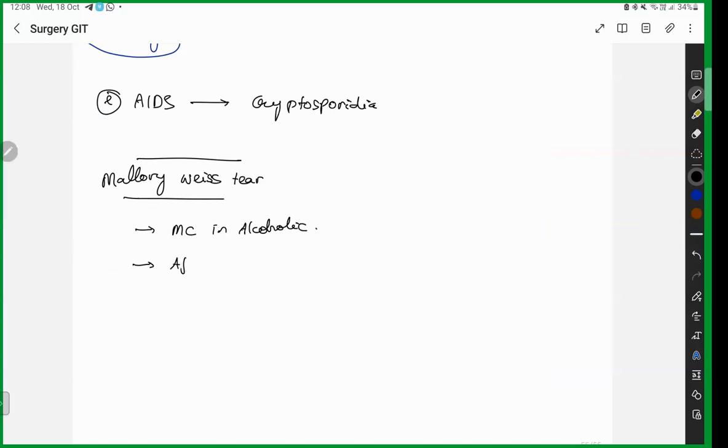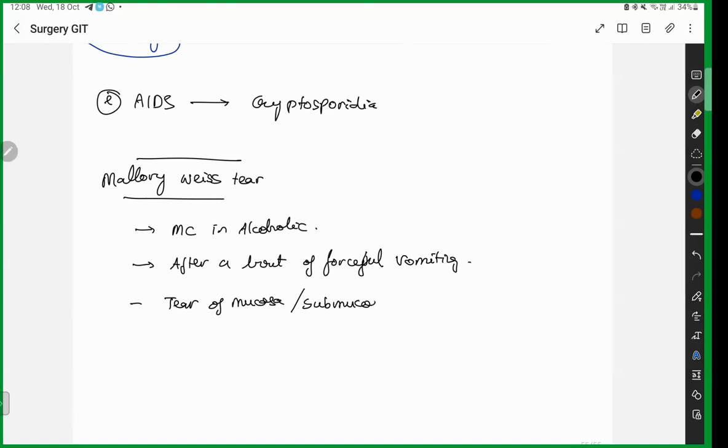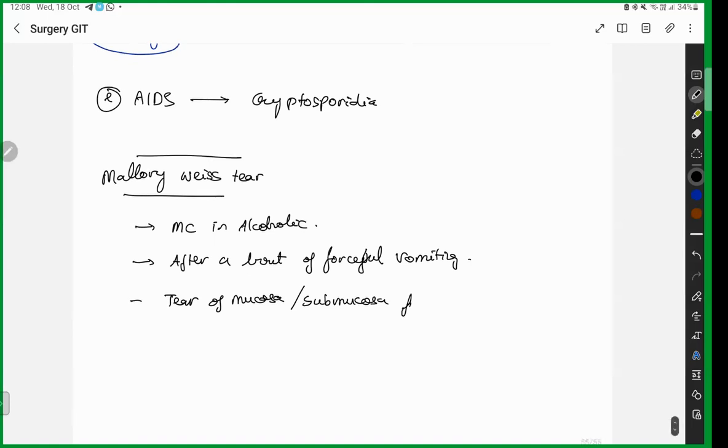It is going to occur after a bout of forceful vomiting. What happens in this is, there is going to be a tear of the mucosa or submucosa from your gastroesophageal junction up to your cardia. That is called Mallory Weiss tear.